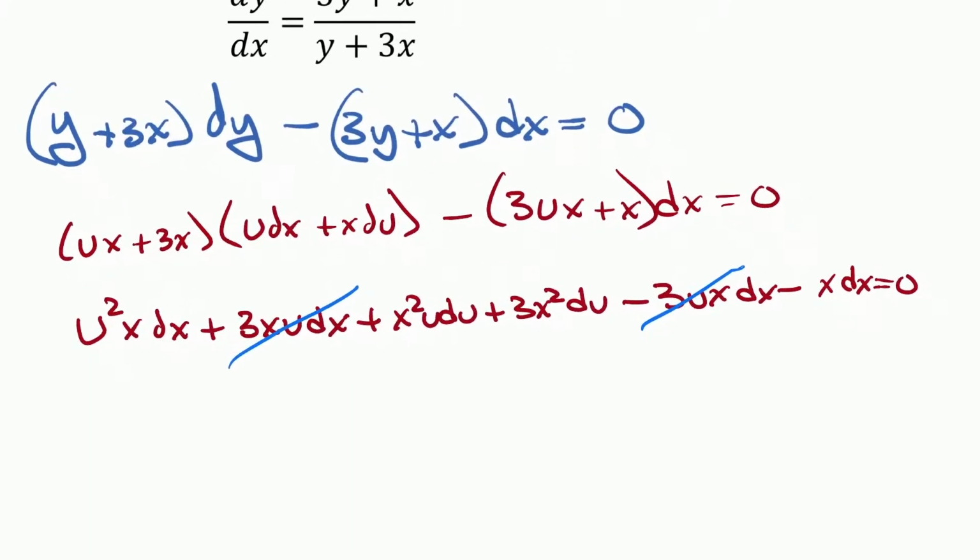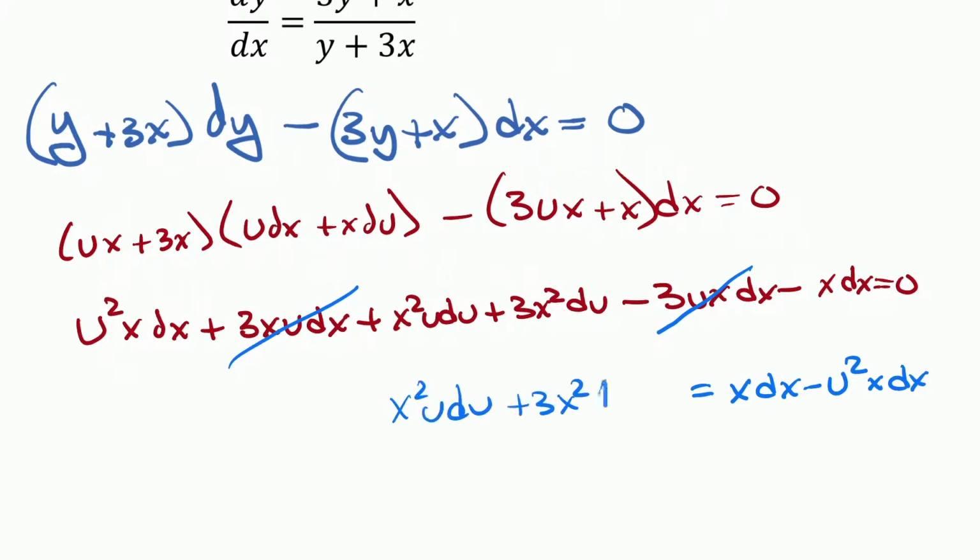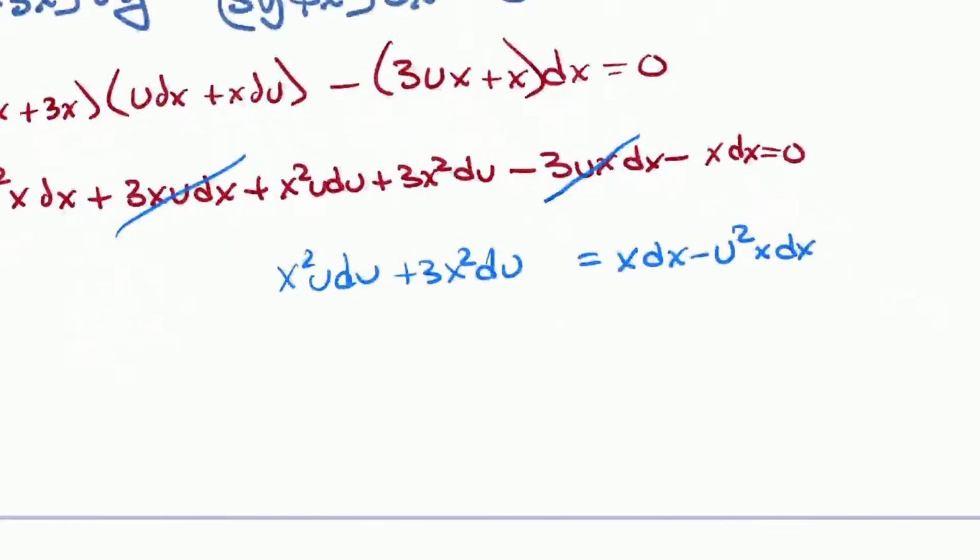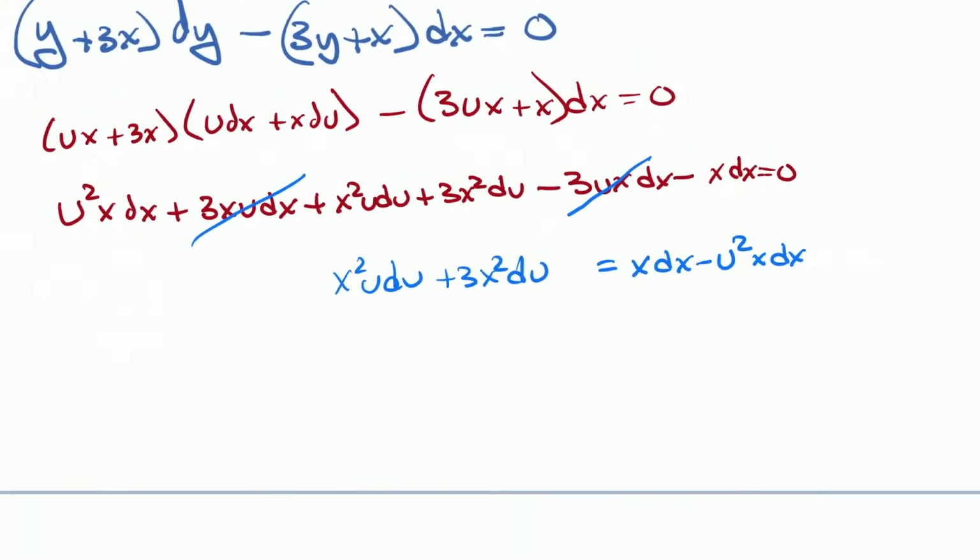So I guess I can move the x's to the right. So let's do that. I've got x dx minus u squared x dx on the right. And then what's left on the left? Didn't this cancel? Okay. And then on the left, I've got x squared u plus 3x squared du. There we go. Did I get that right? Does that look okay? Don't worry, I've got the randomizer fired up.